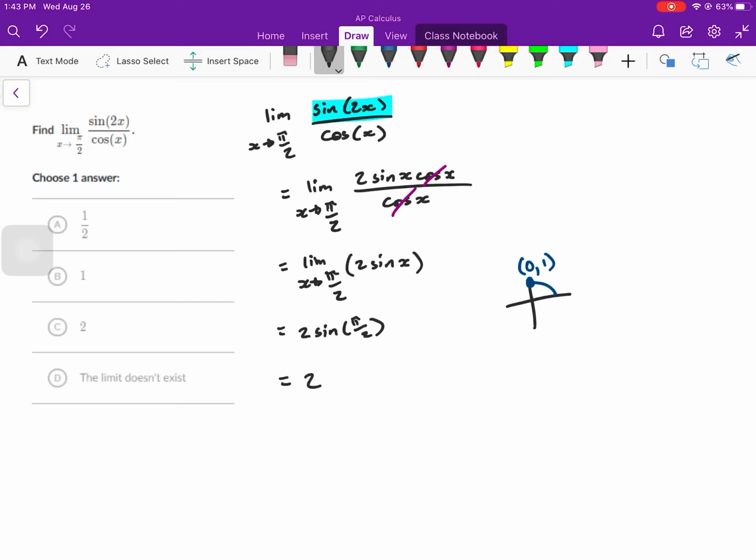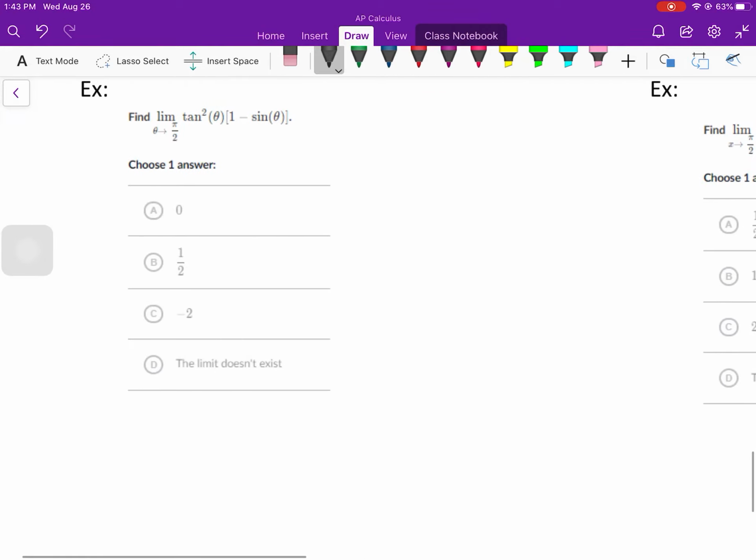So that's quite a simple problem. That one should be quick and easy when you run into those. Hopefully most of yours that you get are going to be like that. Let's look at the last one.